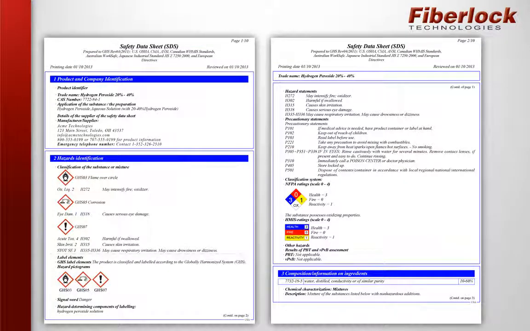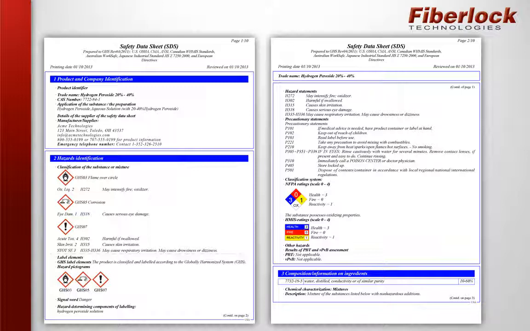We will now take a look at an example of a Global Harmonized System Safety Data Sheet. In Part 1, Product and Company Identification, we see the product being hydrogen peroxide 20 to 40%, along with the manufacturer, supplier's name, and emergency information. In Section 2, we see the classification of the substance with pictograms, warnings, and other label elements.